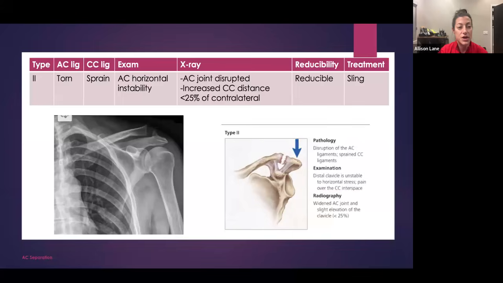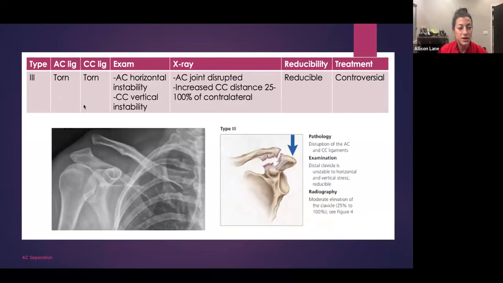Then you have type 2. The AC ligament is now torn, and you have a sprain of the CC ligament. On exam, you may see some horizontal instability because the AC ligament is torn, and that's responsible for horizontal stability. On x-ray, you'll see that the AC joint is disrupted, and you may have some increase in the CC distance, but it's going to be less than 25% of the contralateral side because the CC ligament is just sprained, not completely torn. This one's also reducible and will be conservatively managed.